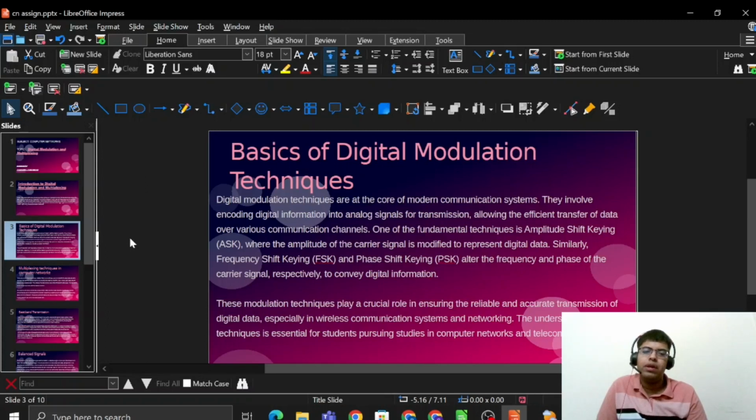One of the fundamental techniques is amplitude shift keying, where the amplitude of the carrier signal is modified according to the digital data. Similarly, we have frequency shift keying and phase shift keying, which alter the frequency and phase of the carrier signals respectively according to the digital information. These modulation techniques play a crucial role in ensuring reliable and accurate transmission of digital data, especially in wireless communication systems and networking.